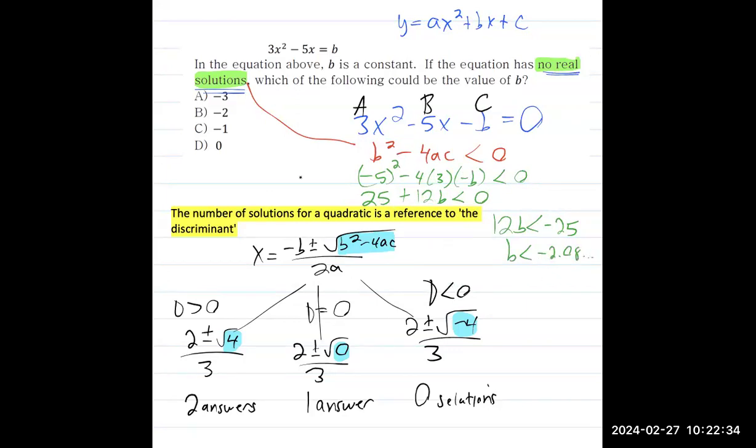So now thinking about that on a number line, let's say we have 1 here, 2 here, 3 here, -1, -2, -3, we found out that b is less than -2.08, which would be somewhere around here on the number line, and has to be less than that. So which of these answers is in that zone that would be less than -2.08? And the answer is -3 is in that area. And so the answer here is A.